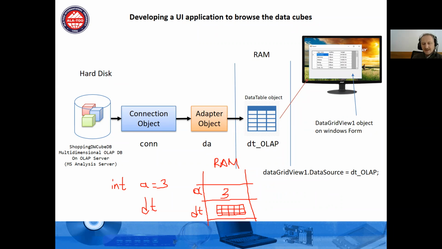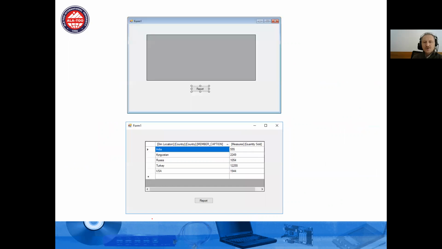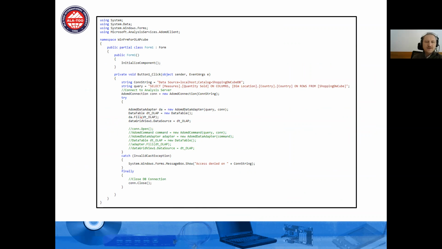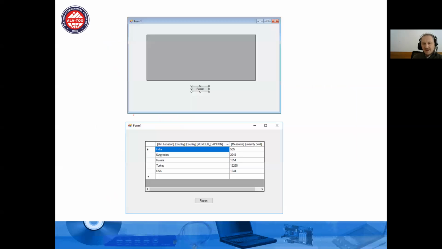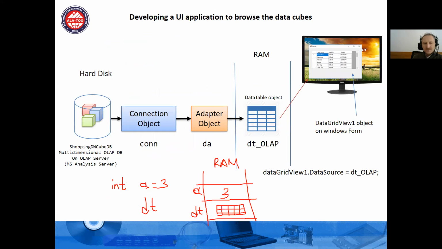So DataTable is a class type data structure. That's why you should define it like that. For example, DataTable DT, you can give one name, new DataTable. Actually, DataTable is one instance of a class or object. But it is a type, like int A. For example, A is a type of the int. DT is a type of the DataTable. It is a special class, DataTable.